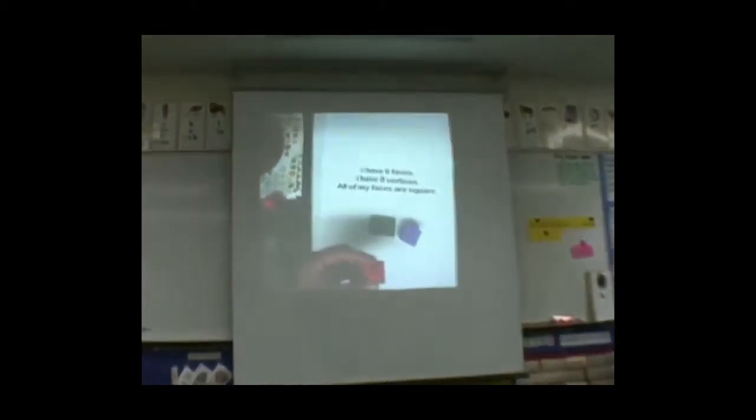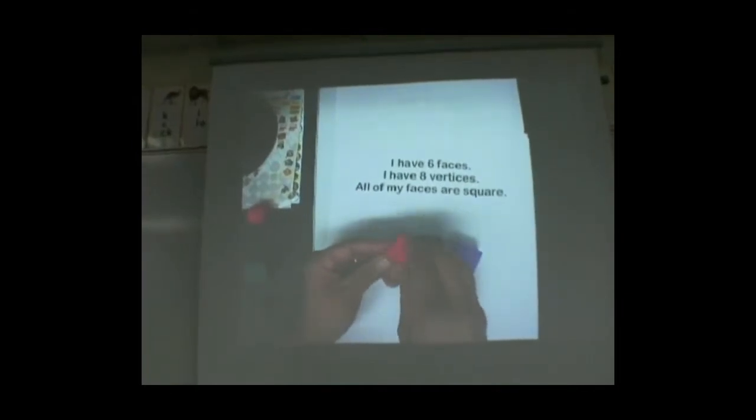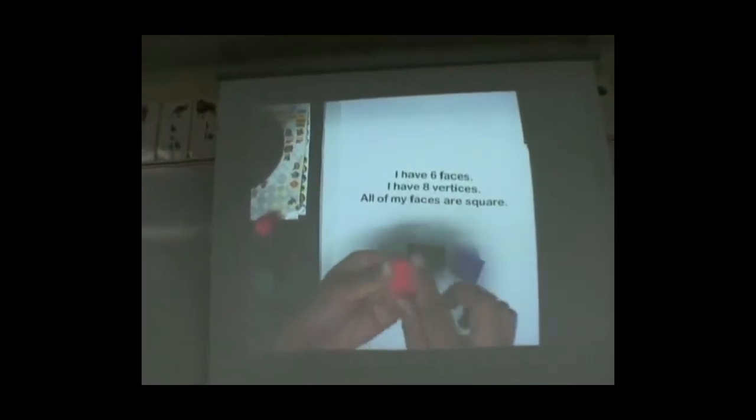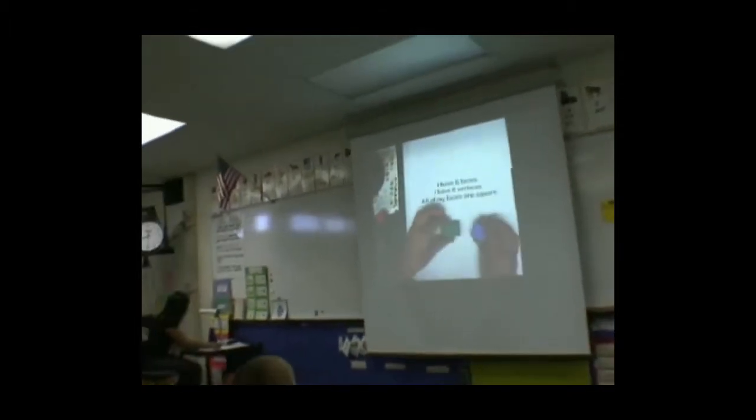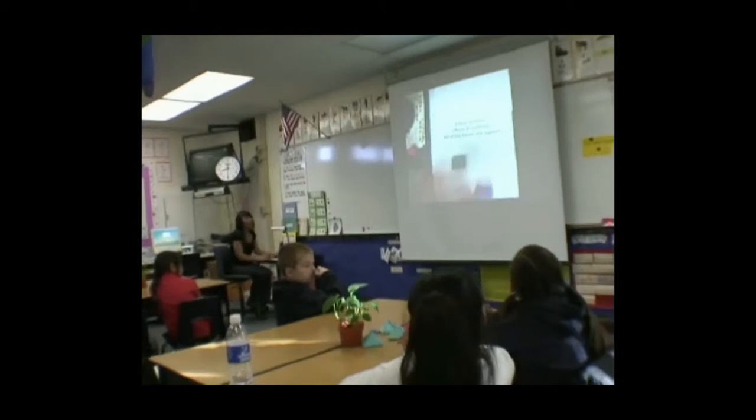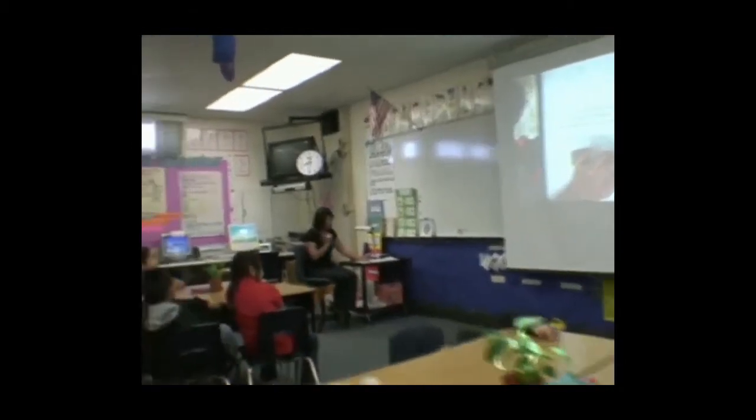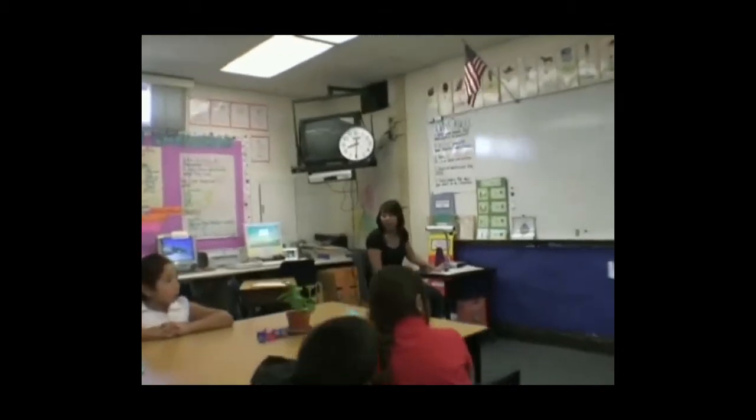So I'm not quite sure how many faces a pyramid has, so I'm going to count the faces. 1, 2, 3, 4, and I can't forget the base. 5. Well, the pyramid has 5 faces, so it can't fit this. It doesn't fit this riddle, so I'm going to be left here with the cube and the rectangular prism. So I know that a cube has 6 faces, but I'm going to count the faces just to double check. Why don't you count quietly along with me?